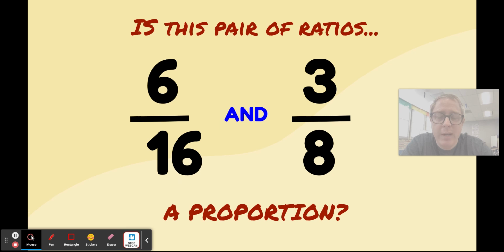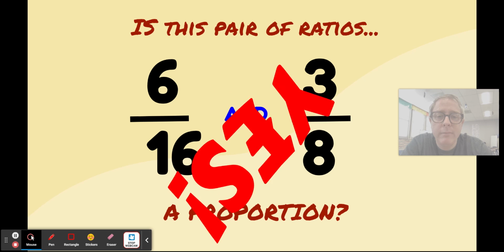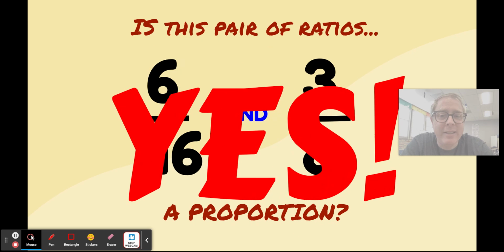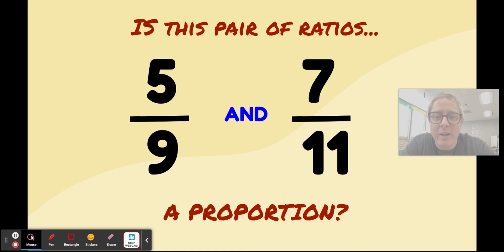I want you to try that on the next one now. Cross multiply. You can simplify first if you want to, and then tell me if that is a proportion. Yes, it is. 8 times 6 is 48. 3 times 16 is also 48. Even if you simplify 6/16 to 3/8 first, then you get 24 and 24. Sorry, I said that wrong at first. See, everybody makes mistakes. I'm not even going to edit that out. Also, I'm almost out of time. All right. 5 over 9 and 7 over 11. Is that a proportion?